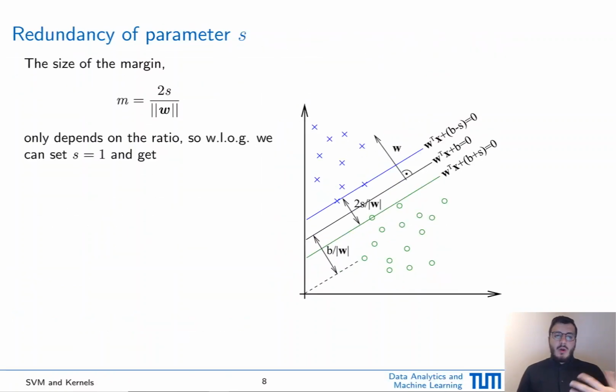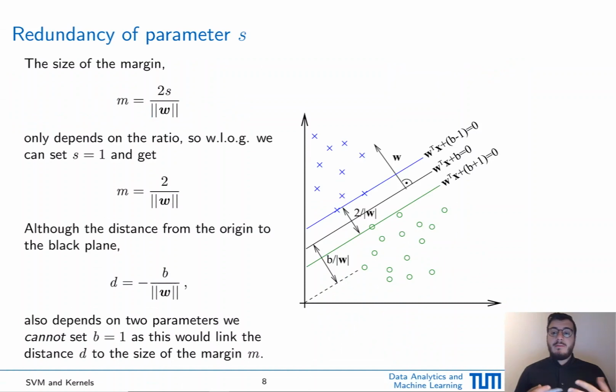Turns out that this offset parameter actually is redundant, and we can simply set it to, for example, 1 without loss of generality. And intuitively, the reason for this is because the hyperplane is only determined by the direction of the vector w. If you scale up w by 10 or scale it down by 2, it doesn't really matter. The hyperplane will still stay the same. You just have to appropriately scale s. But because of this, we can simply set s equals to 1. And if we do this, we get the final formula for the margin, which is 2 divided by the norm of the vector w.